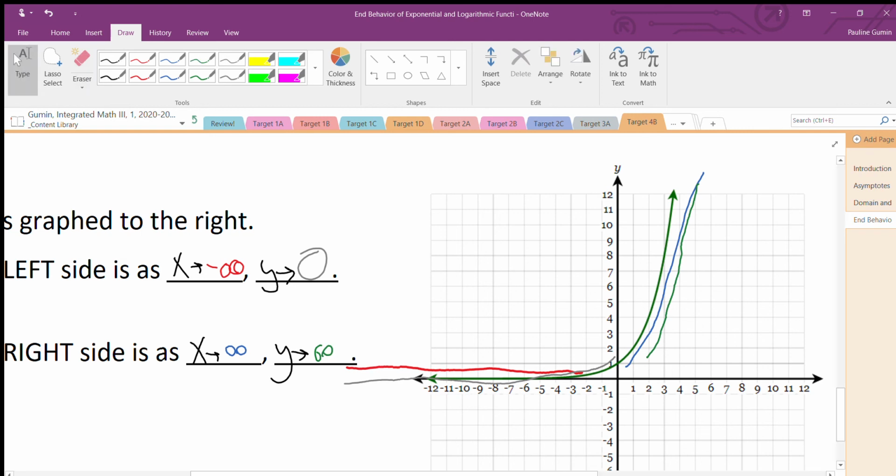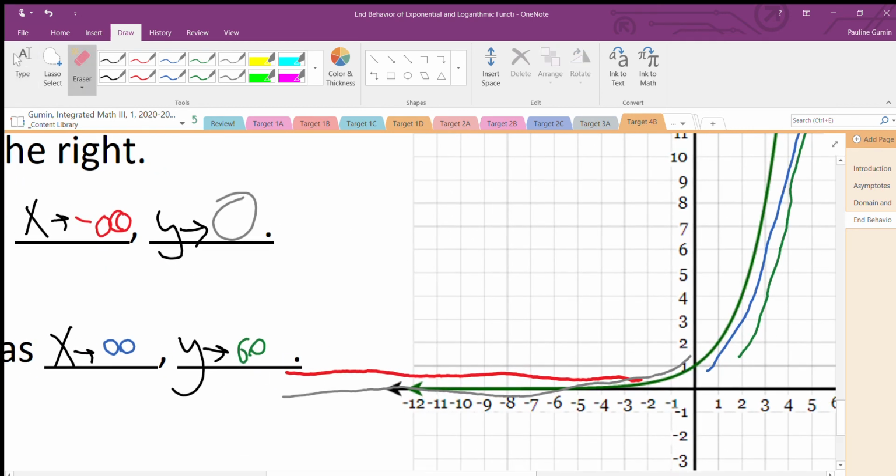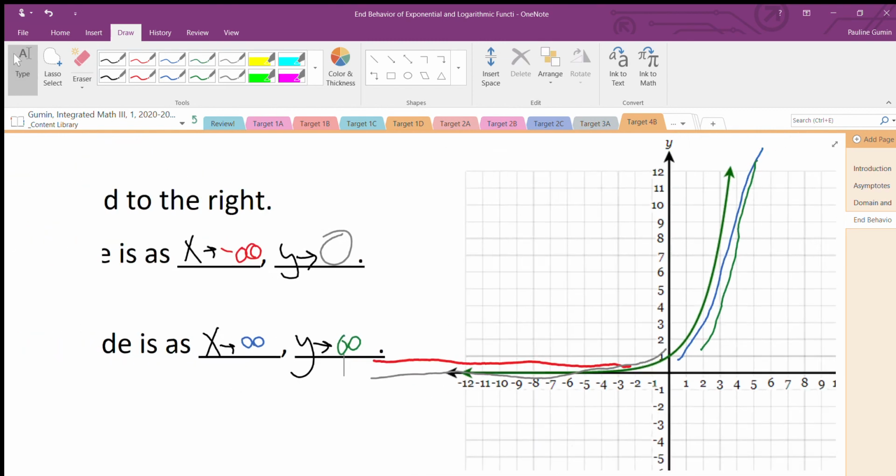Ooh, need to try that again. I wasn't zoomed in enough for that infinity to look pretty. All right, that's pretty decent.